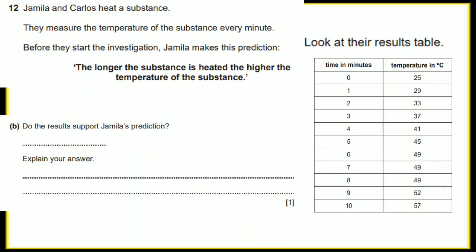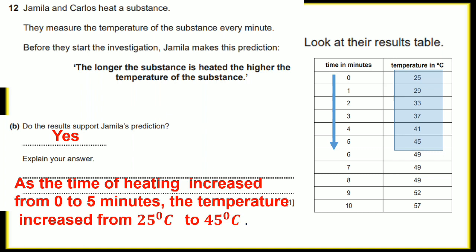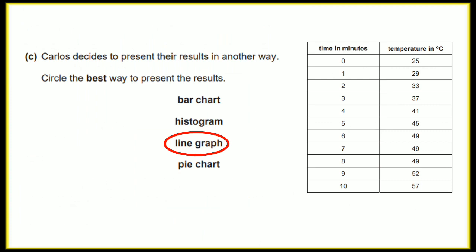Jamila and Carlos see that. So do the results support Jamila's prediction? Yes. As the time of heating increased from 0 to 5 minutes, temperature increased from this to that. This is what we call in science justification of facts from the data given to you. So you can present this graph in a better way in a line graph.